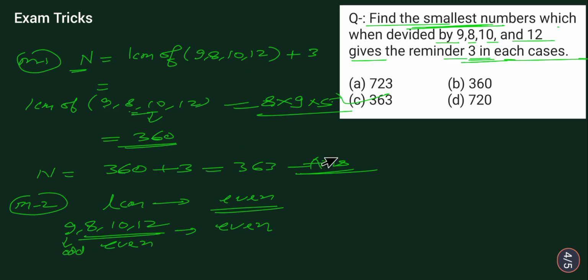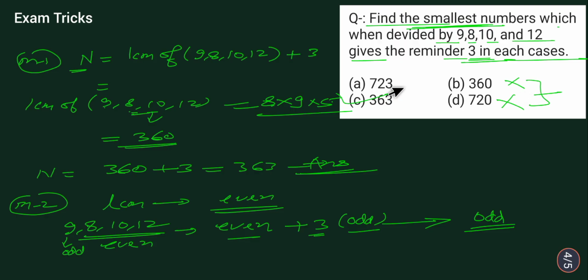And to the LCM, you have to add the remainder which is available in each case. The remainder 3 is an odd number. When you add an even number and an odd number, it gives an odd number, right? So our answer should be an odd number, and option D is even. Option B is also even. So these two options can't be the correct option, right? So the option could be either C or A. Is it clear?